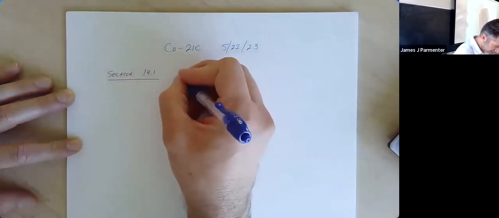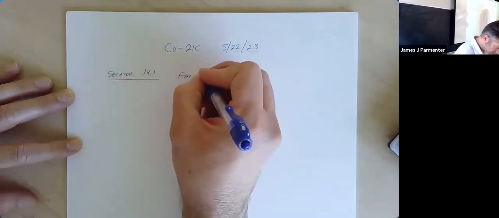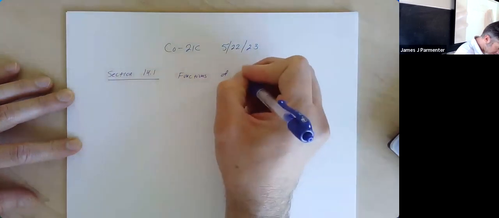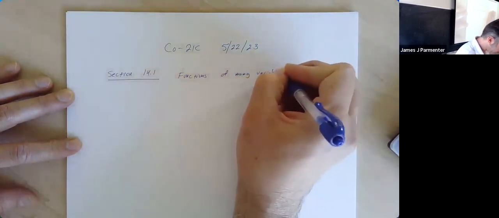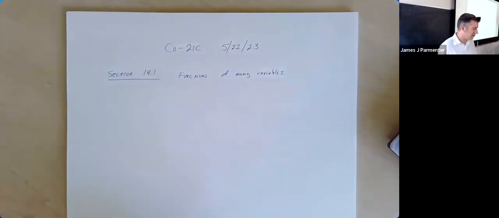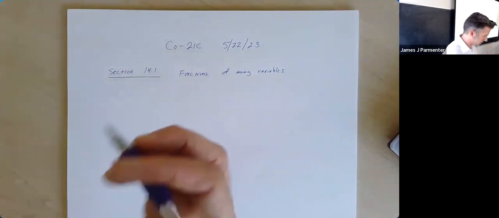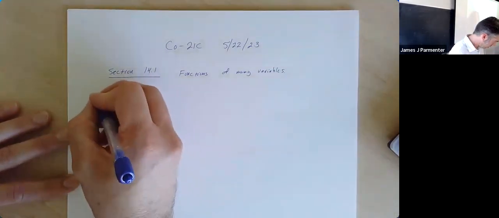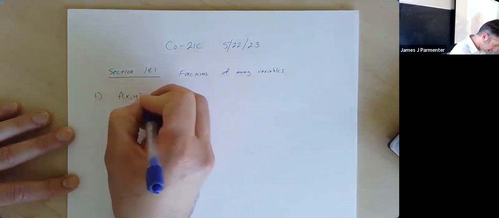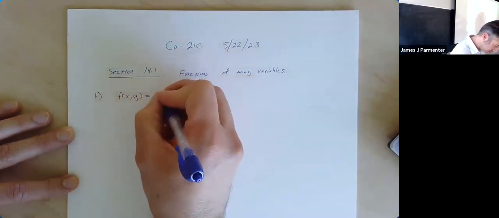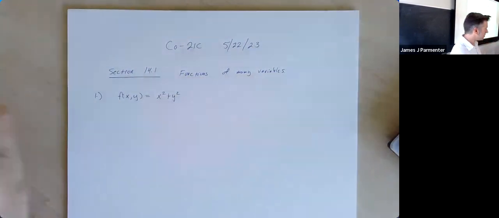Let's talk about section 14.1, functions of many variables. Typically two, but there's a lot of things to say about these functions. We'll start off by trying to graph them. So let's look at something fairly straightforward. You have a function of x and y, and it's equal to x squared plus y squared.